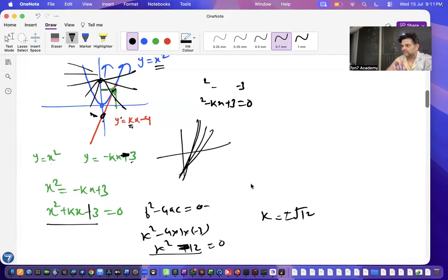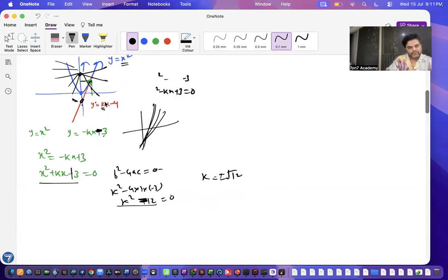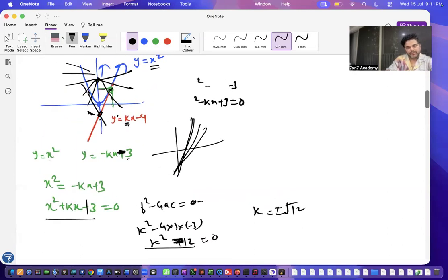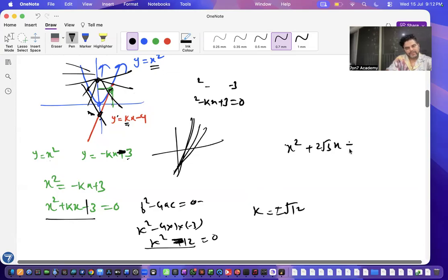Okay? Understand? So that's what it is. So how will we find the point of contact? You just equate the two. Like from both sides it goes, quadratic, so there are two points of contact. If I take plus root 12, I have x square plus 2 root 3x plus 3 is equal to 0.